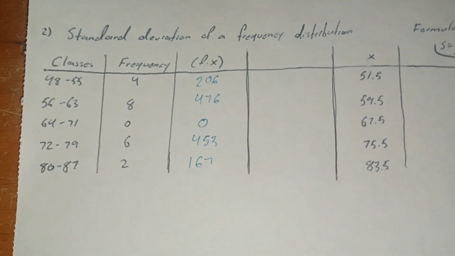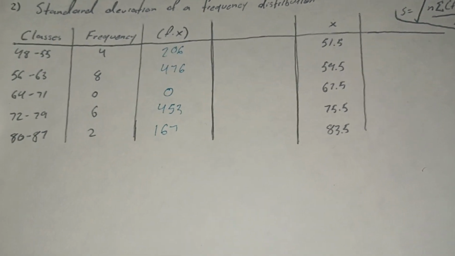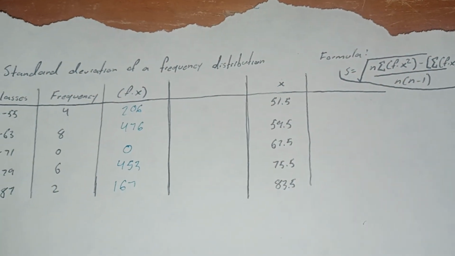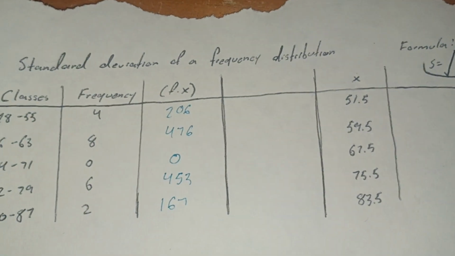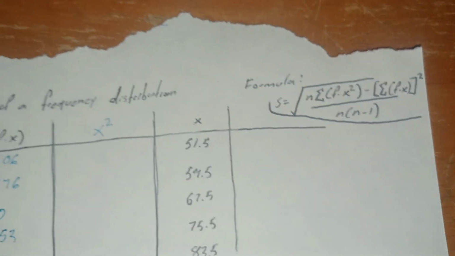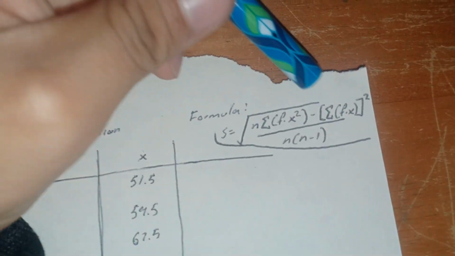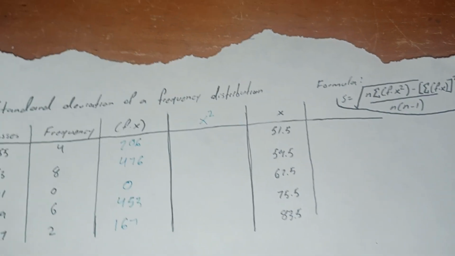Now that we have frequency, your f times x, and your x, let's find x squared. That's going to give us a whole different column. Your column is going to be x squared, because that is one of the components that will make up your equation for f times x squared. So let's go ahead and do that right now. What is x squared?